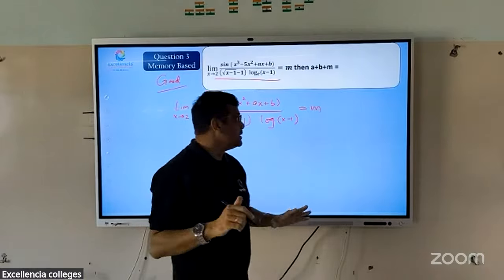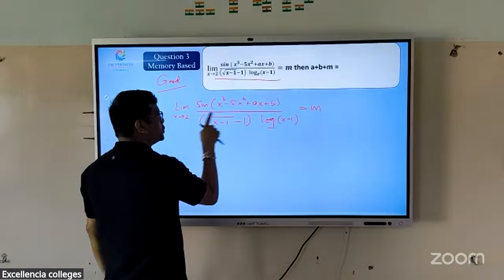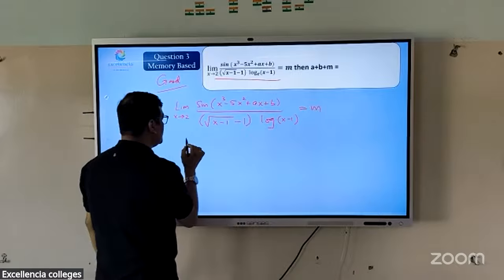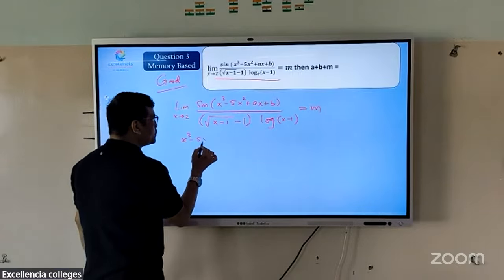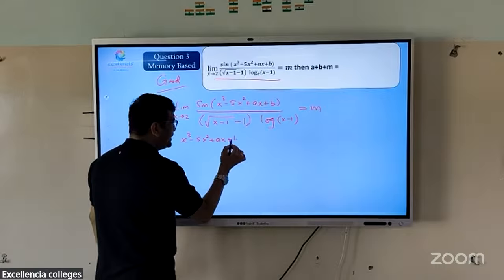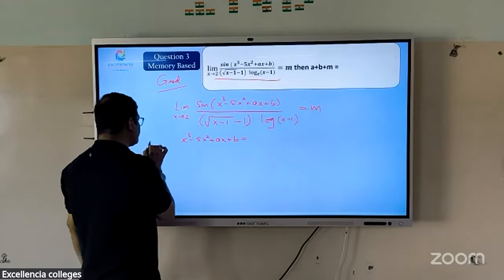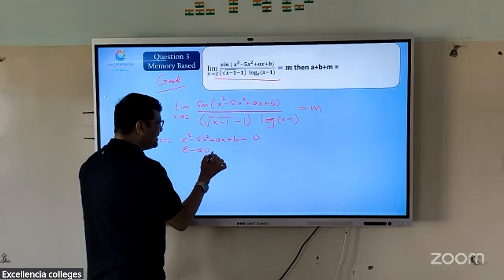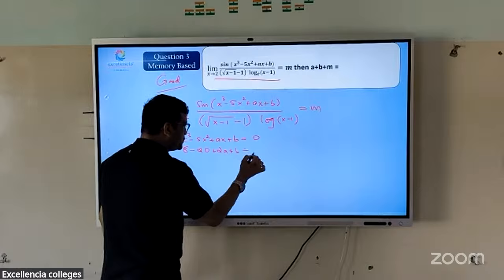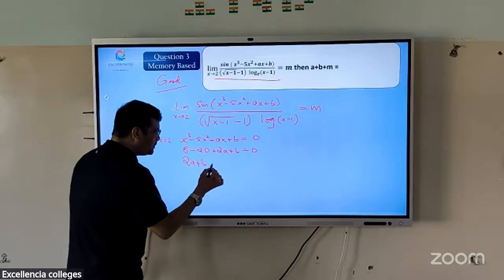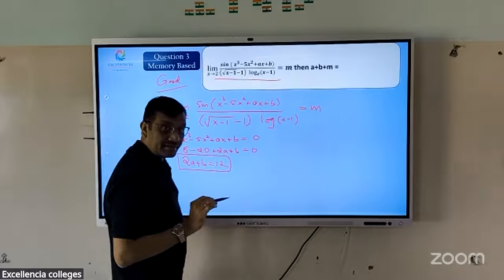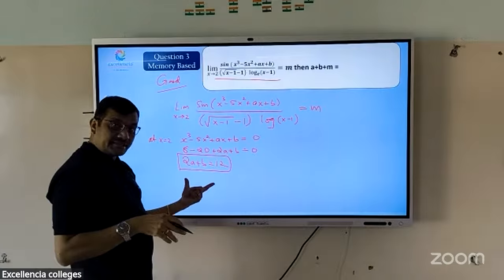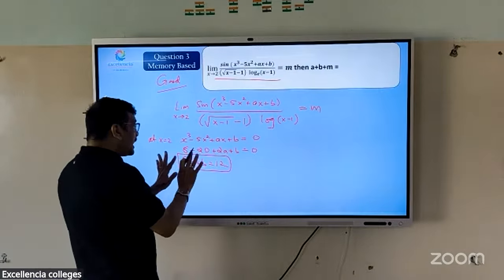then the numerator must also be 0, that implies sine 0, so x cube minus 5x square plus ax plus b at x equal to 2 should be 0. So 8 minus 20 plus 2a plus b is equal to 0. The first relation is 2a plus b is equal to 12. Correct? Now, after this, the numerator becomes 0 and the denominator becomes 0, so it is a 0 by 0 form.